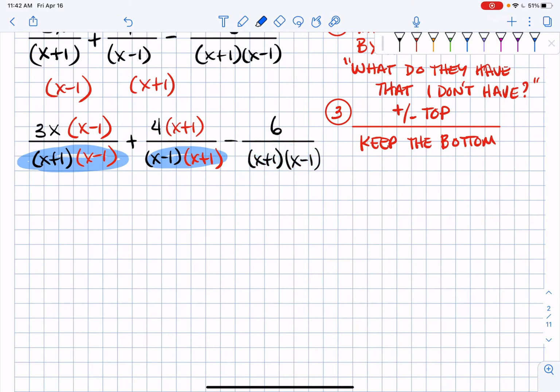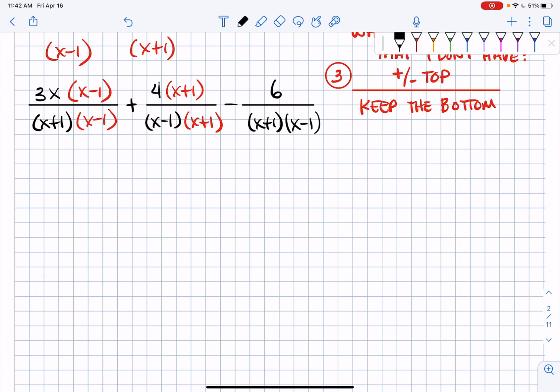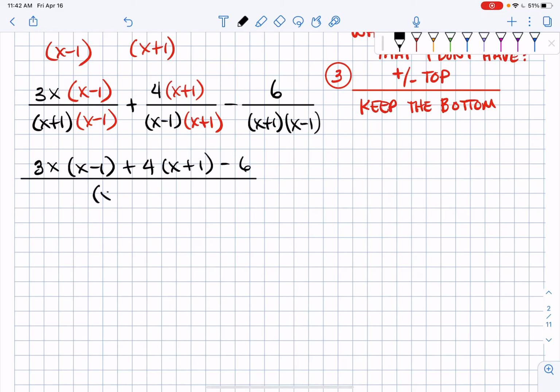Awesome. So in order to add fractions or subtract fractions, we add or subtract the top, but keep the bottom. So if I were you, I would rewrite the top with the addition and subtraction signs. So you're going to have a 3x times an x minus 1 plus a 4 times an x plus 1 minus a 6 all over an x plus 1, x minus 1.